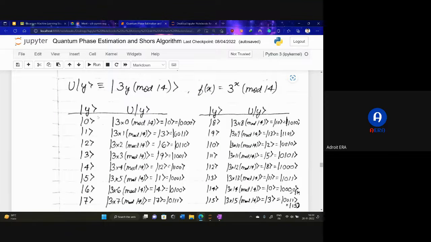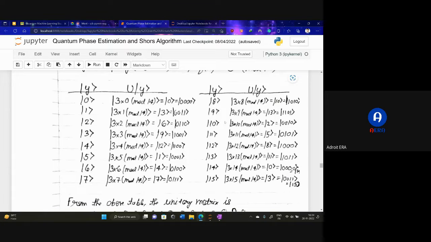As you can see, y starts from 0, 1, 2, 3, 4, and keeps going, and we keep doing this calculation until it starts repeating, that means 0, 3, 6 start appearing again. If you keep doing this calculation, you will see that at the 14th state, it starts repeating. We have again arrived at 0, and then at 15 we again arrive at 3. So we will be finding the period using Shor's algorithm based on this.